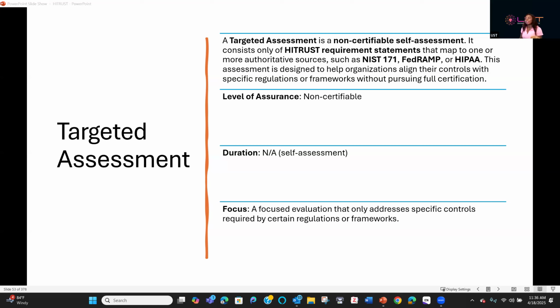So it's more like a self-assessment to understand if your system aligns with your target, you want to see if you align or adhere to any of these other frameworks, that mapping. And that's why I say it's a focused evaluation that only addresses specific controls required by certain regulations or frameworks. And that's why you have the different regulations or frameworks. So you can take the HITRUST required statements and map them out to see if it all aligns. And that's why we call it a targeted assessment.